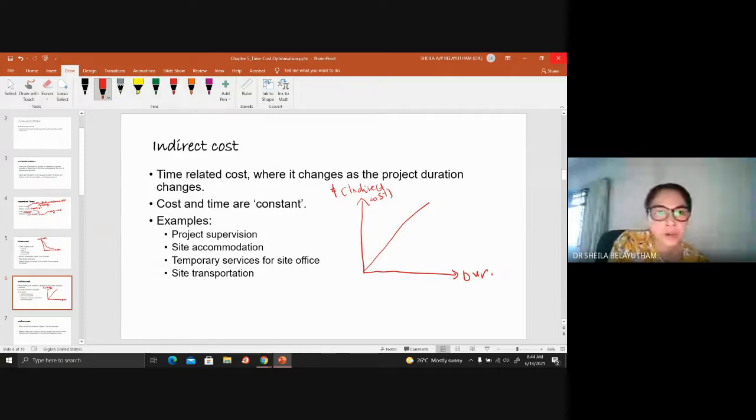So your indirect costs would include project supervision, so site engineers, site supervisor, and all the others on the supervisory team. Site accommodation, so all the utility bills, workers' quarters, and the cabins if they are under rental, usually on a monthly rental. Temporary services for the site office, so these are the utility bills, or any site transportation. If you need to transport your workers from outside, that is site transportation related, as long as you are on the site and as long as your project is ongoing.